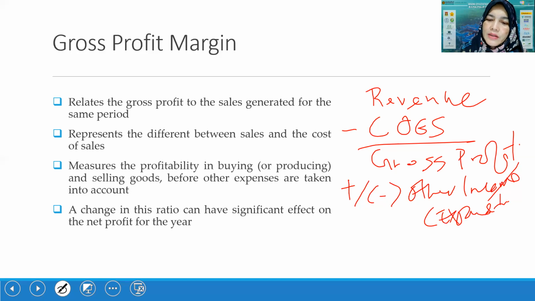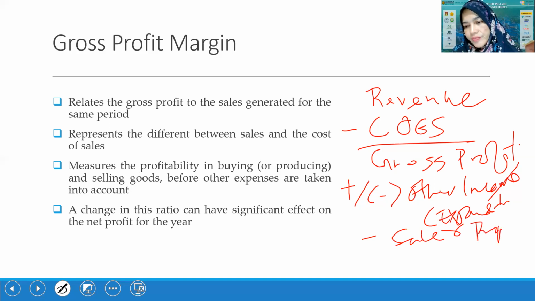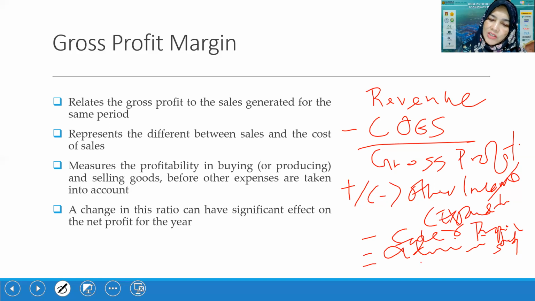And then you minus sales and promotion expenditure. And then you minus administrative expenditure, for example, the salary of the secretary or the HR department. So yeah, the administrative expenditure. And then after that, you minus and you add the finance cost and finance income.